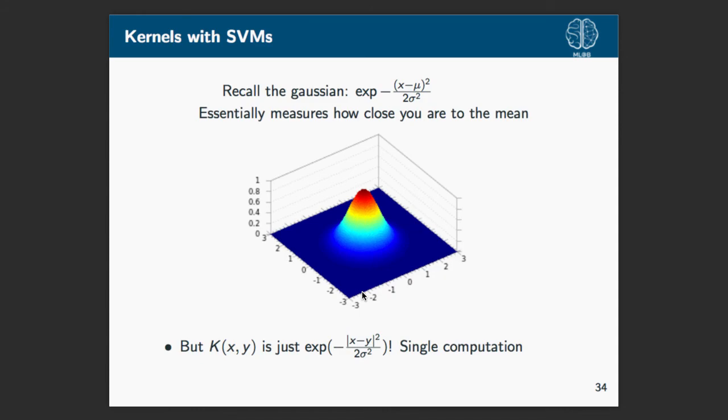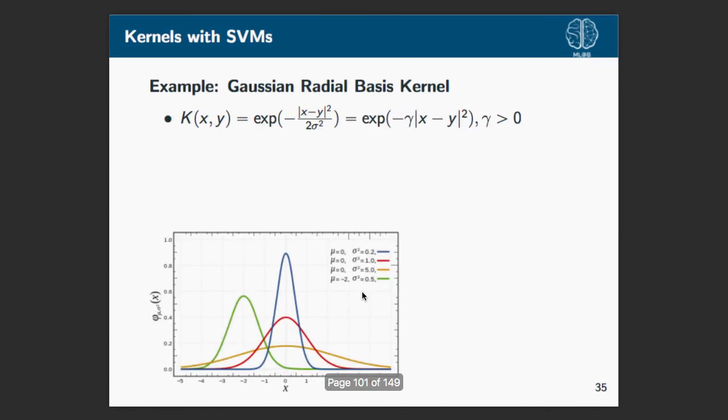It's not that hard. It requires some real analysis. So yeah, let's talk a bit more about it. Basically, the Gaussian kernel of two points x and y is just the difference under the Gaussian. We can collapse this 2 sigma squared into another thing called gamma, so gamma here would be a hyperparameter.